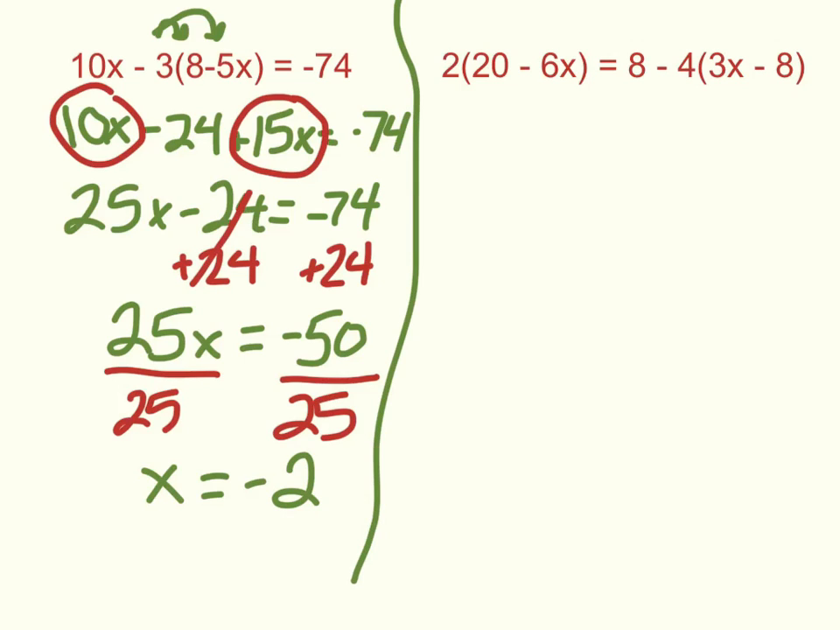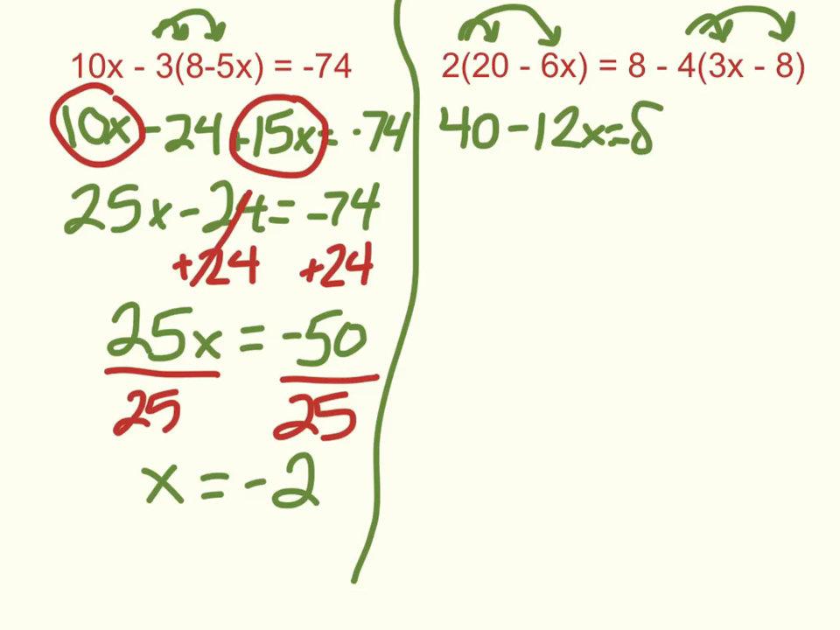Okay, let's try another one. Again, parentheses tell me I need to distribute. And look, it's happening on both sides this time. 2 times 20 is 40. 2 times -6x is -12x equals 8 minus 4 times 3x is 12x. And -4 times -8 is positive 32.